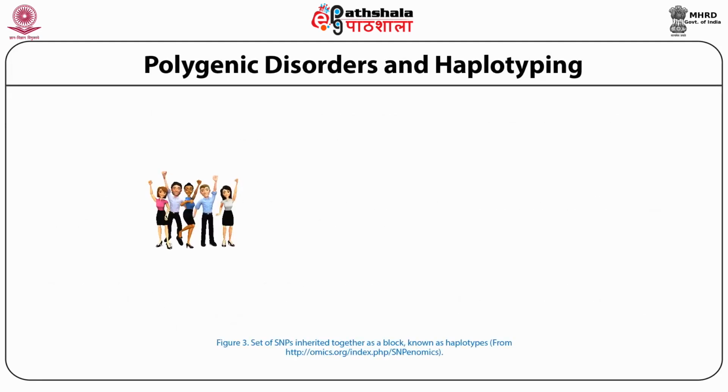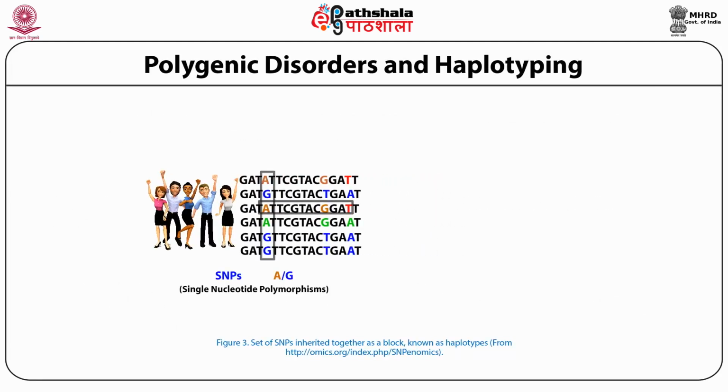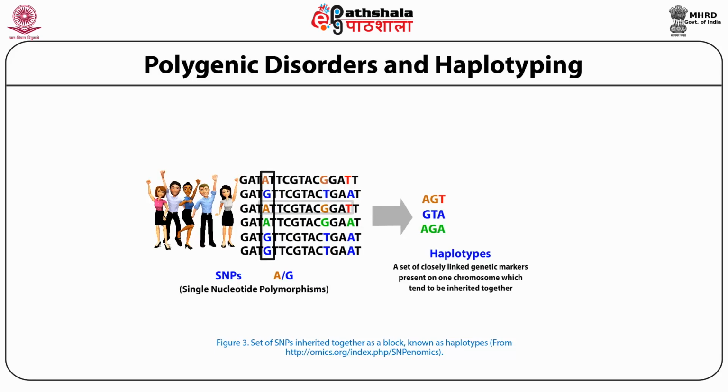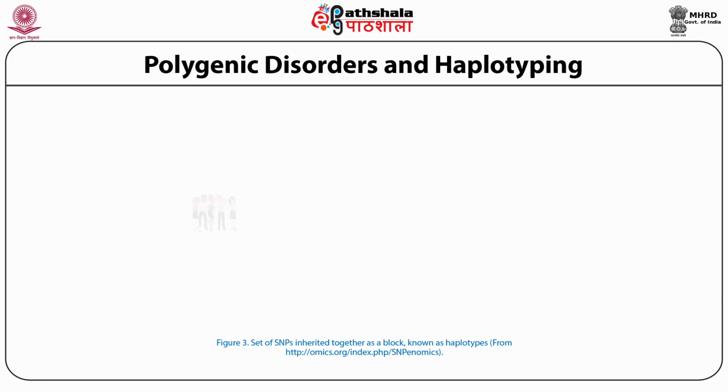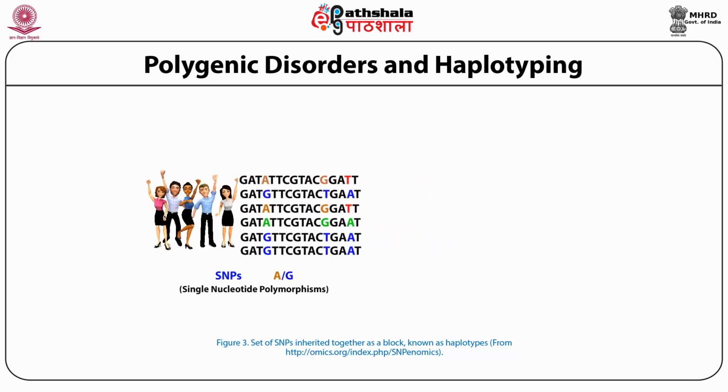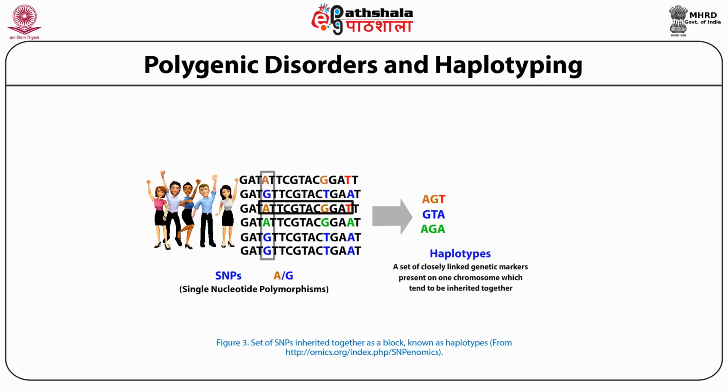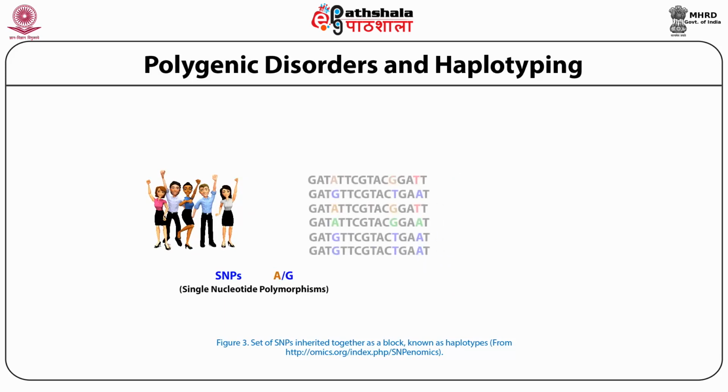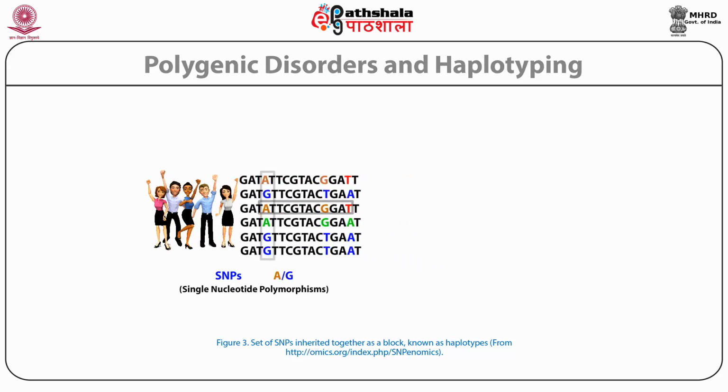Now from figure 3, we can see the set of SNPs inherited together as a block, known as haplotypes. Here we can see there are 6 combinations, and with the single nucleotide polymorphism, that is AG, forming AGT, GTA and AGA haplotypes, a set of closely linked genetic markers present on one chromosome which tend to be inherited together. This is how the genes on one chromosome are inherited, as has been shown.